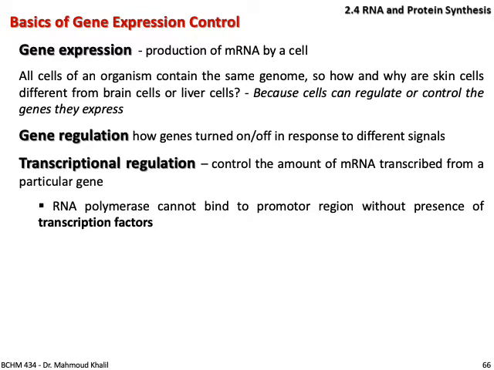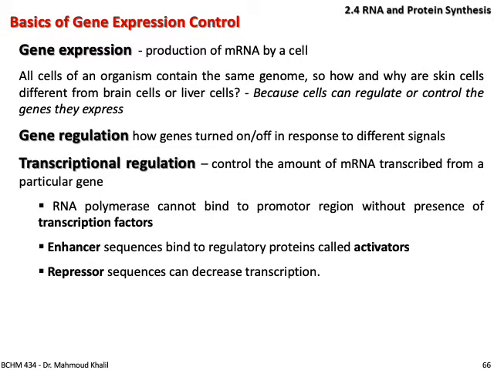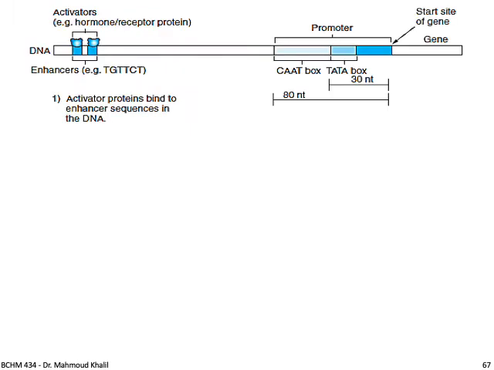Transcriptional regulation. This is control of the amount of messenger RNA transcribed from a particular gene. RNA polymerase cannot bind to the promoter region without the presence of transcription factors. Enhancers are sequences that bind to regulatory proteins called activators, while repressors are sequences that can decrease transcription.